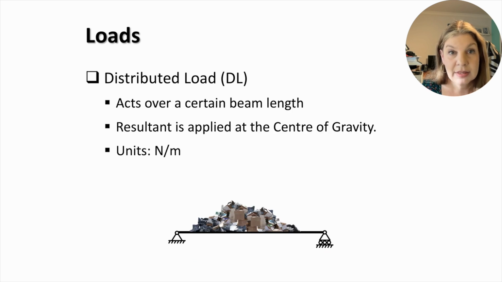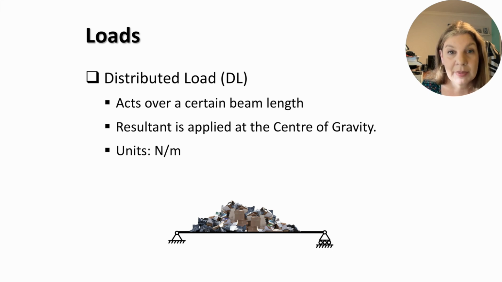Another load type is a distributed load, or in short, DL. This load usually represents the weight of a large number of objects or a continuous object lying on a certain area. The unit of distributed loads is Newton per metre or kilonewton per metre, or any other load per distance.